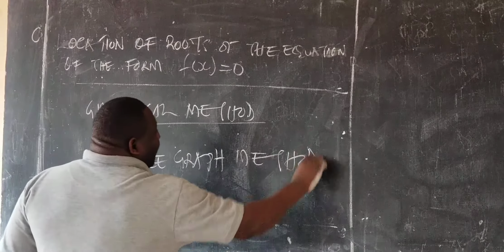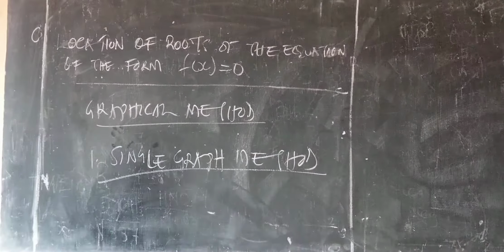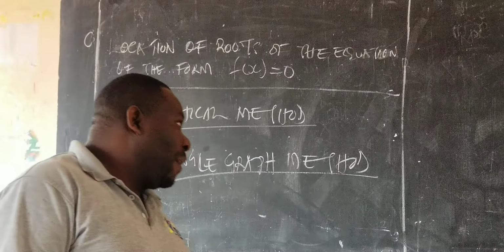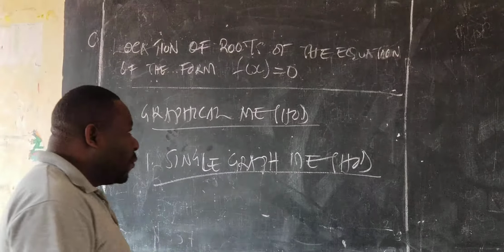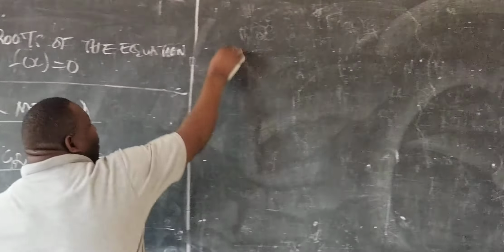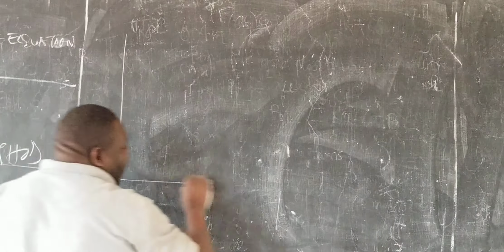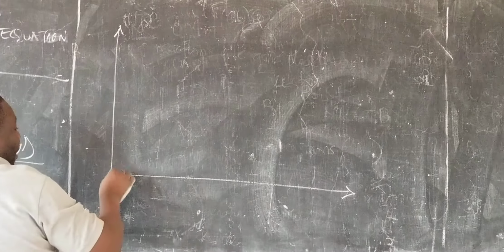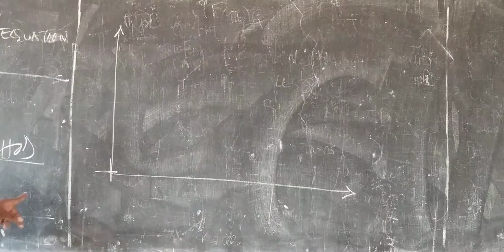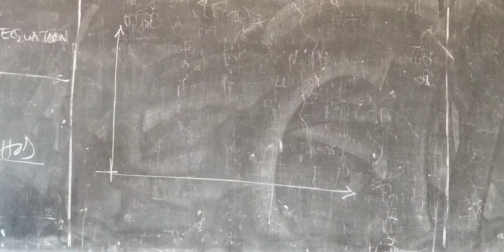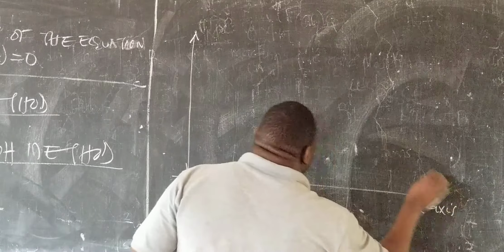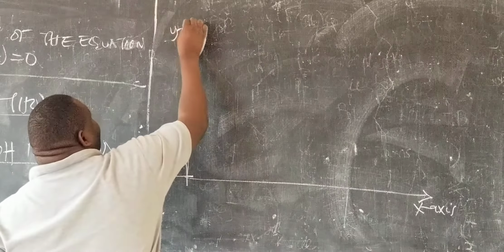One, the single graph method. In the single graph method, you draw only one graph. You plot a graph of the function f of x on the xy axis. So this is the x-axis, and this is the y-axis.